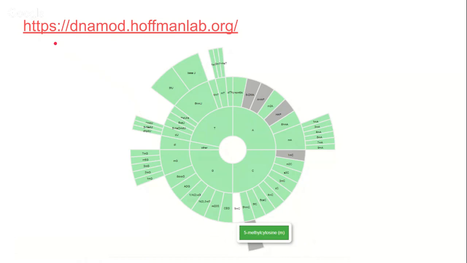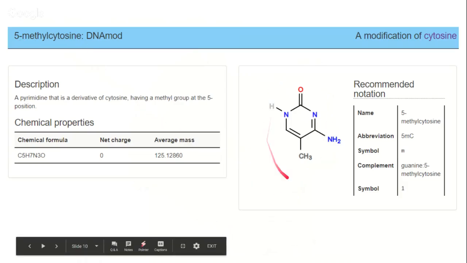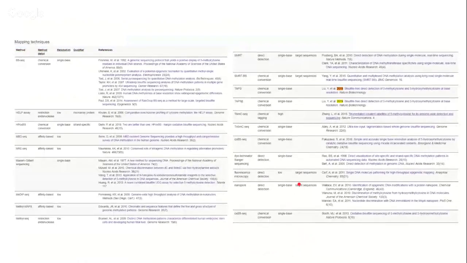This graph of information is part of the DNAmod website of the Hoffman lab, people in Canada, Michael Hoffman and his lab, that work on this. And 5-methylcytosine, chemically, the structure is like this. And then there's many ways of measuring it.